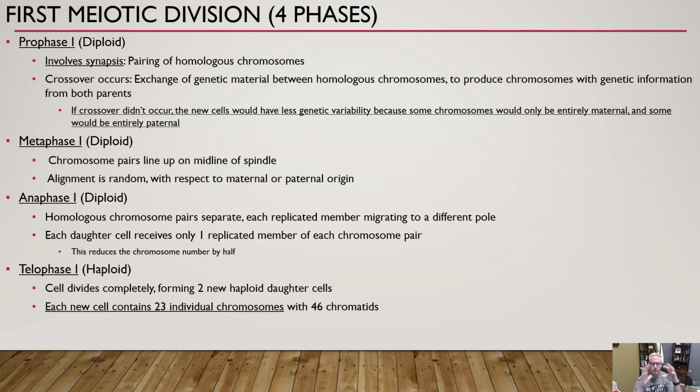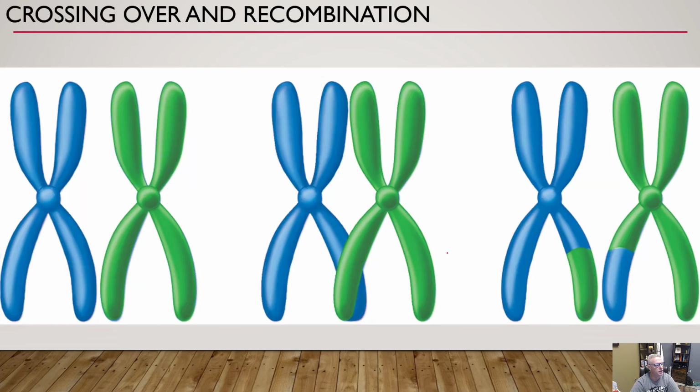So these pairs of chromosomes are going to go together. Chromosome 1 is going to go together, chromosome 2 is going to pair up together, chromosome 3, all the way to 23. They're going to pair up, and these chromosomes are going to cross over. They're going to overlap or interweave with each other. And I'll show you on the next slide.